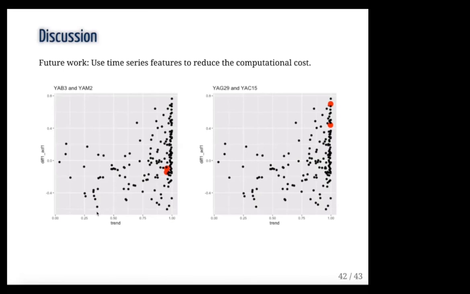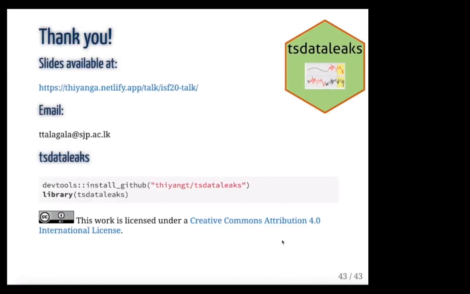You can see the corresponding duplicate series lie very close to each other. Here, YAB3 and YAM2. In this case, YAG29 and YAC15. Hence, rather than computing correlations across all other series, this feature information can be used to restrict the domain. That brings my presentation to the end. Thank you.